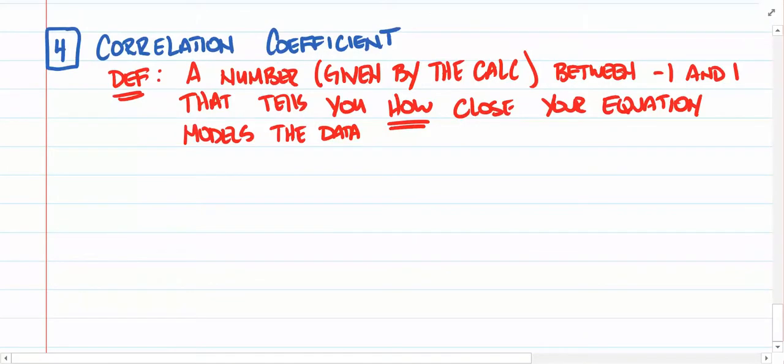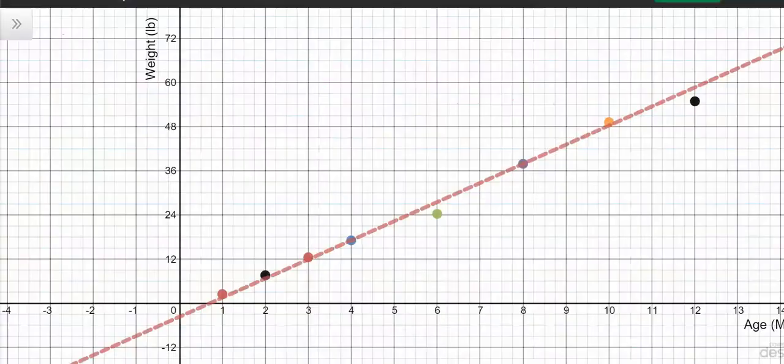The fourth and final box for this particular section is something called the correlation coefficient. And the definition that we want to use and understand is this. It's a number, and it's given by the calculator, and I'm going to show you how to do that in class tomorrow, that's between -1 and 1. That tells you how close your equation models the data. So basically, it tells us how good of a fit that line is.